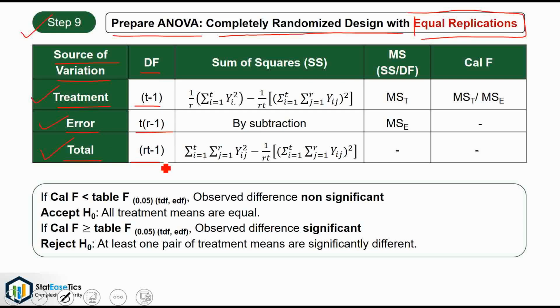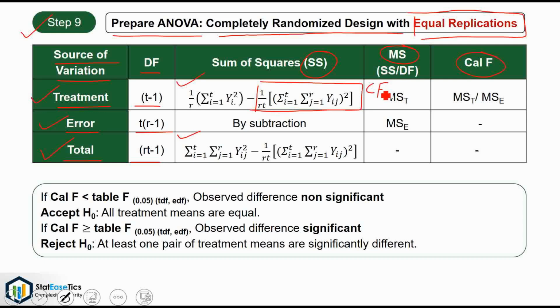The sum of squares, that is SS, MS and calculated F, are computed using the formula as discussed in steps 3, 4, 5, 6, 7 and 8. Or it can also be computed by the formula which is given here. Here, this term indicates correction factor.